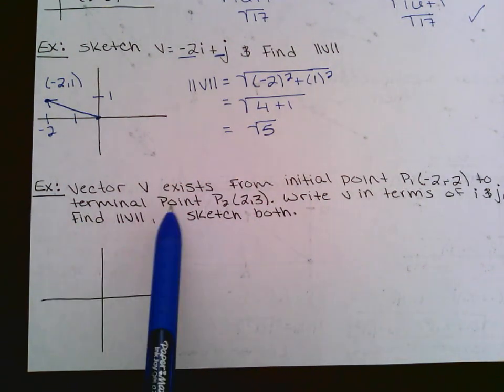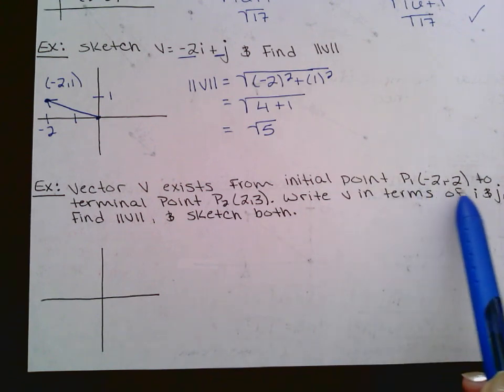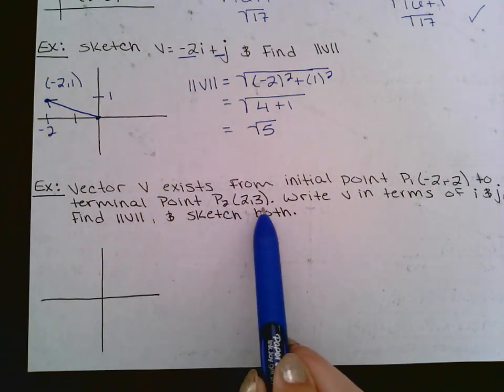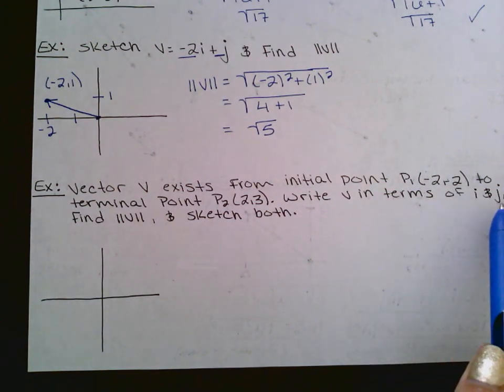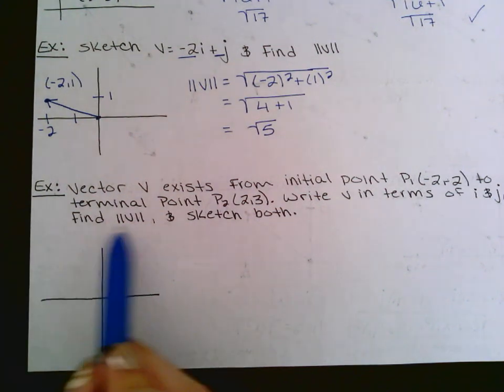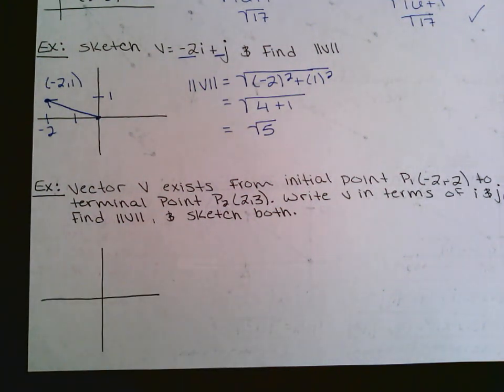It says vector v exists from initial point P1, which is negative 2, negative 2, to terminal point P2, which is 2, comma 3. Write v in terms of i and j, so we're going to convert it over like this one was. Find the magnitude and sketch both.